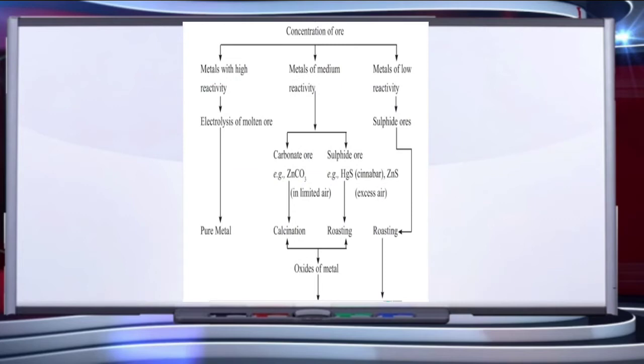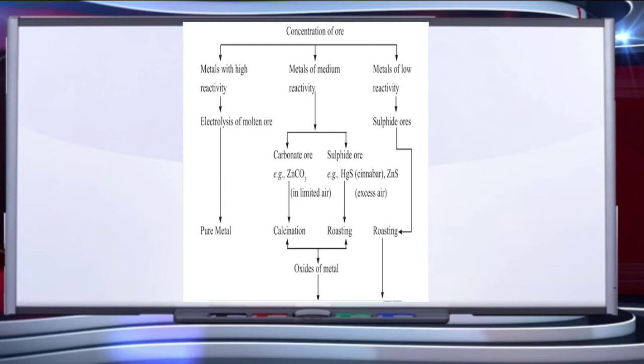So children, with the help of this flow chart, please try to understand how we go about the extraction of different metals from different ores after we get the concentrated ore from the first step of metallurgy. So here we are going to elaborate and understand the second step of metallurgy, that is extraction of metal from the concentrated ore. It's very clear from this diagram. When we talk about the metals of high reactivity, we just have to do the electrolysis of the molten ore and we are going to get the pure metal.